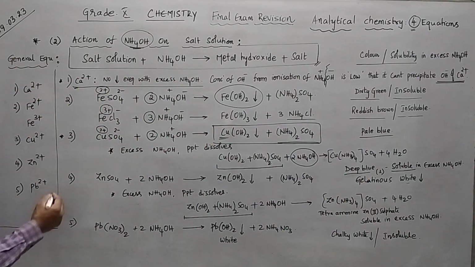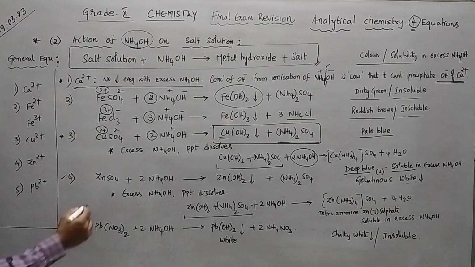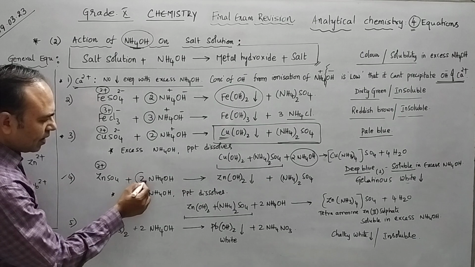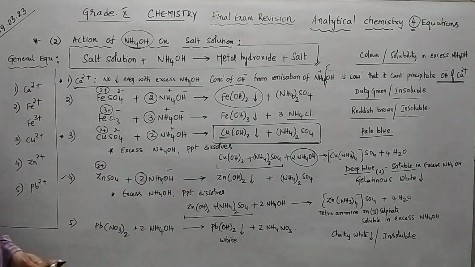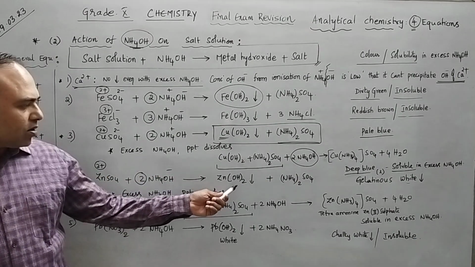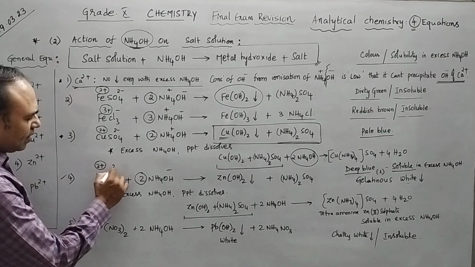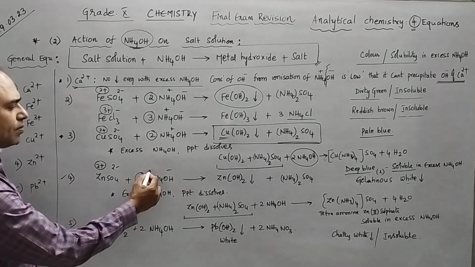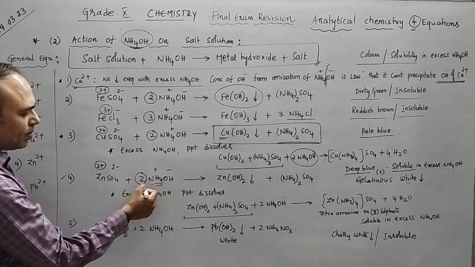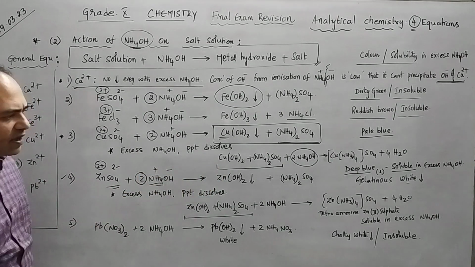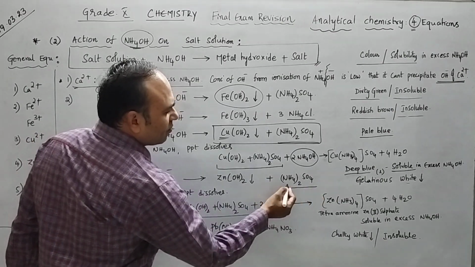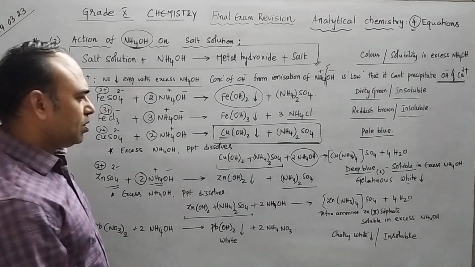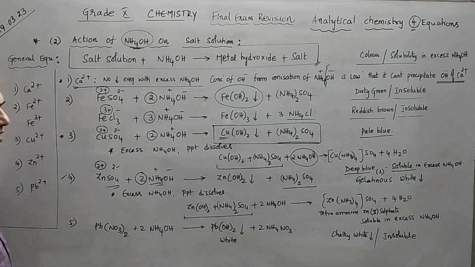Now coming to the fourth one, that is zinc sulfate, again Zn2 plus. Because 2 plus is there, you need to take 2 OH minus. So your hydroxide is zinc hydroxide. The sulfate is SO4 2 minus and NH4 plus, so you are getting ammonium sulfate. Next, what will be the color? Here you can check that it is a gelatinous white precipitate.